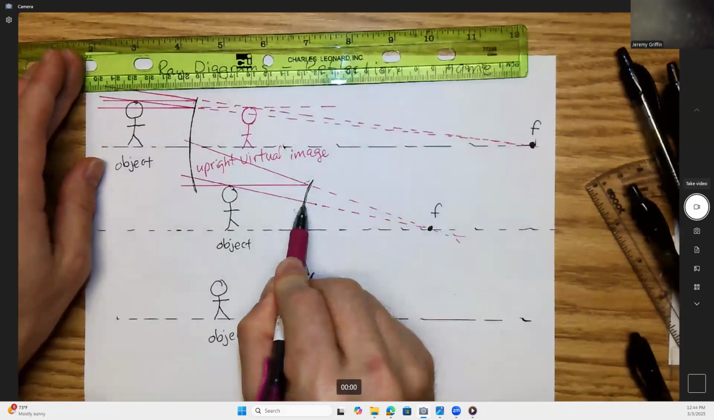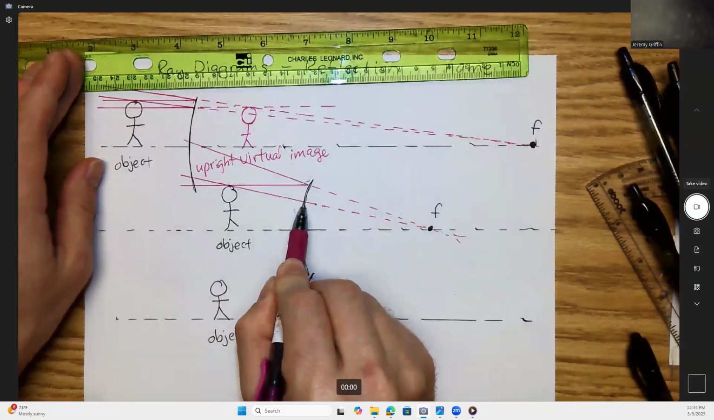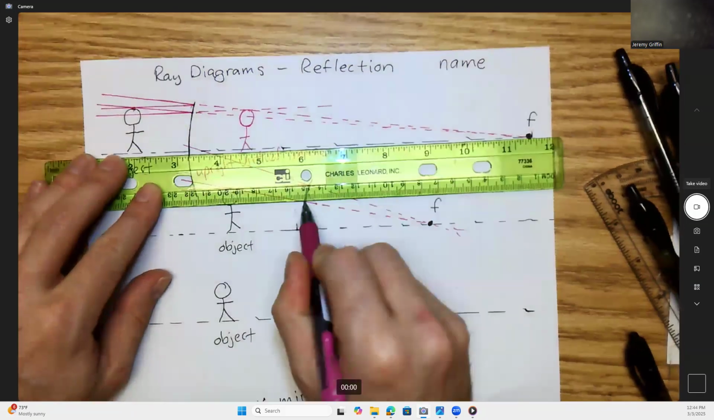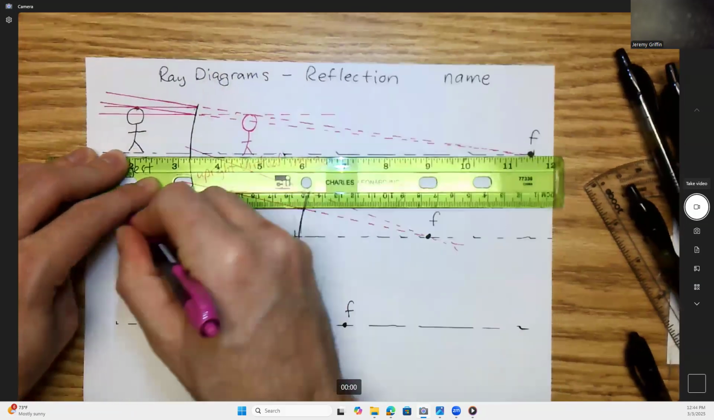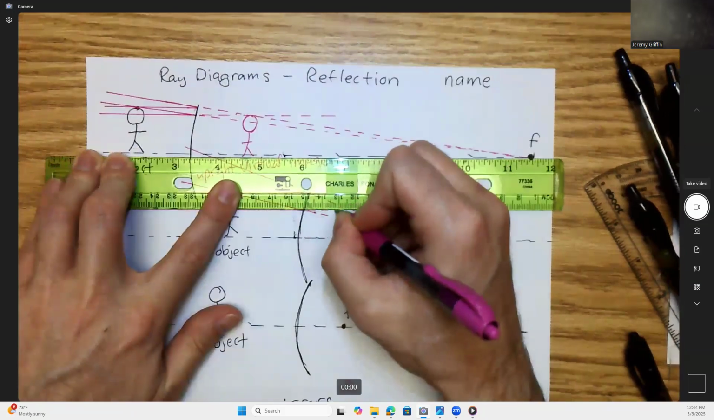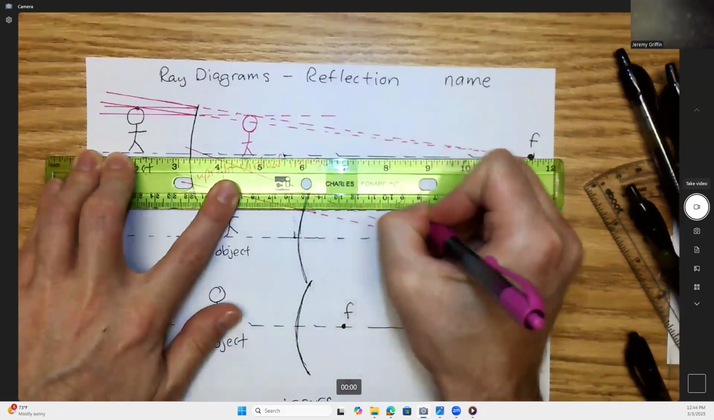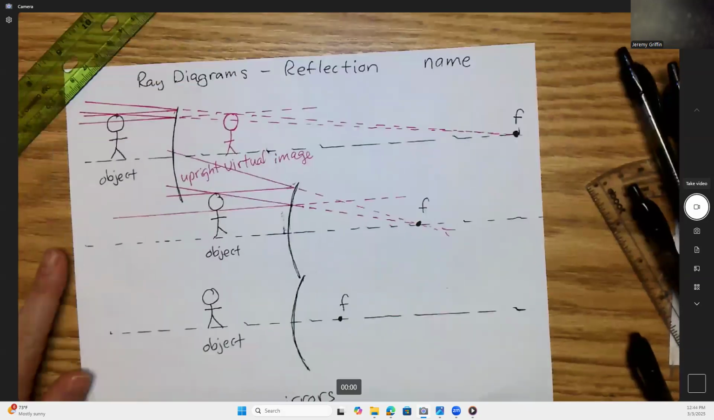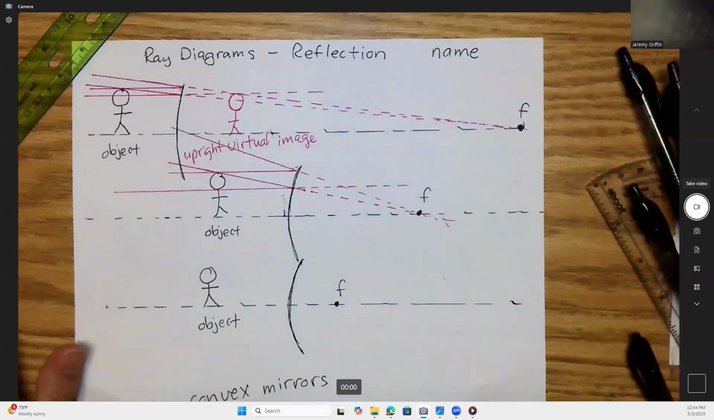Now, this ray right here is going to reflect which way? Yeah, parallel to the ground. Exactly. That's it. But parallel to the ground. Boing, right there. I'm going to also extrapolate back behind the mirror because it looks like that's the direction the ray came from. All right, you guys got those?